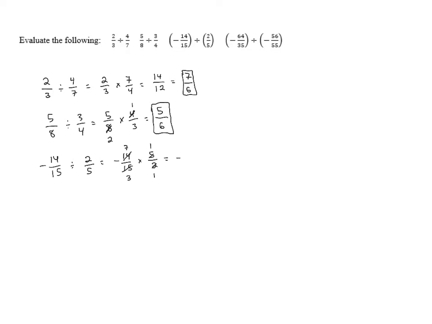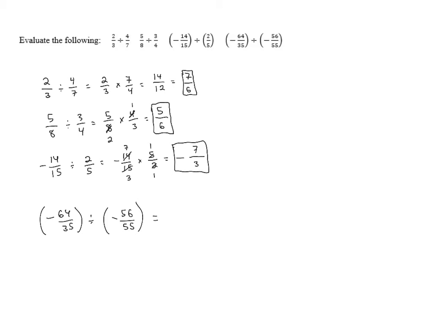And then when we go across, remembering that our answer will be negative, 7 times 1 gives us 7 in the top, 3 times 1 gives us 3 in the bottom, and we end up with -7/3. We've got one last problem here. -64/35 divided by -56/55. Goodness, these are some large numbers.